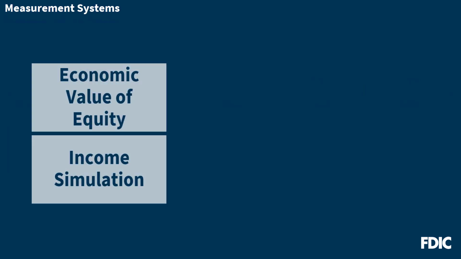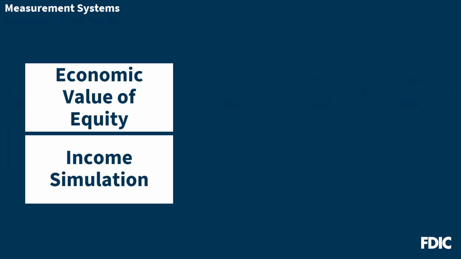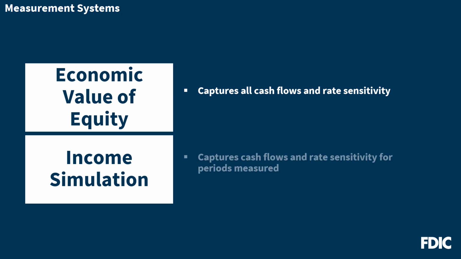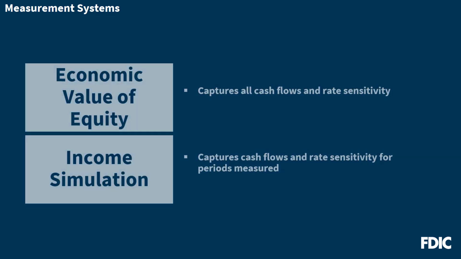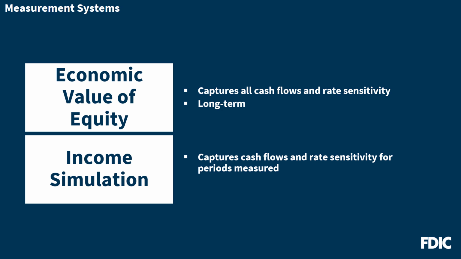We're frequently asked why a bank would choose to run both EVE and income simulation models. As we've discussed, an EVE model's calculation of present value captures the cash flows and rate sensitivity of all assets and liabilities, while an income simulation only captures these attributes for the time period it measures. Most community banks have long-term assets and liabilities with options, and income simulation models focus on short-term risk. A longer-term interest rate risk measurement, such as EVE, will allow management to assess how strategic decisions made today could impact the bank's financial position and earnings in the future.